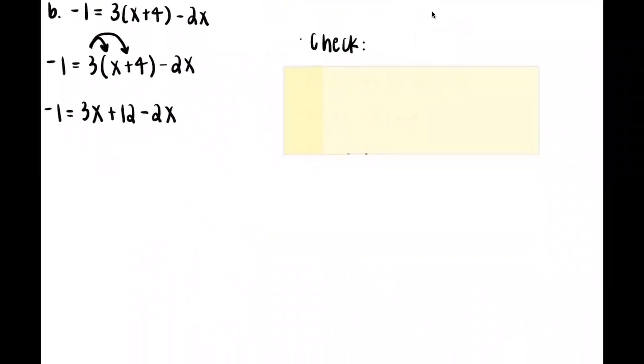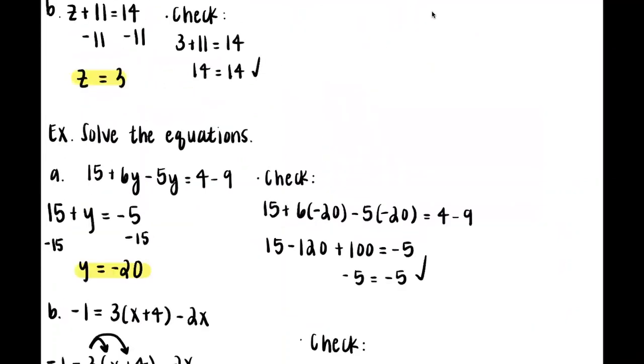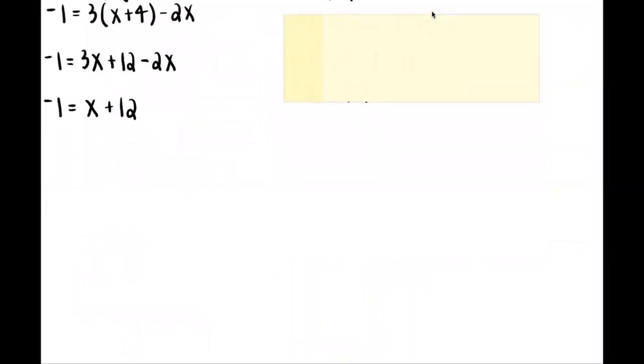So I'll have -1 is equal to, well, now if I combine like terms, 3x minus 2x, how many x's do I have? Well, 3 minus 2 is 1. So I have just 1x. And then I'll have x plus 12. And again, it doesn't matter what side the variable is on or anything like that. Whatever side the variable's on, everything else has to go to the other side. A lot of times we're just used to the left-hand side belonging to the variable, but again, it does not matter.